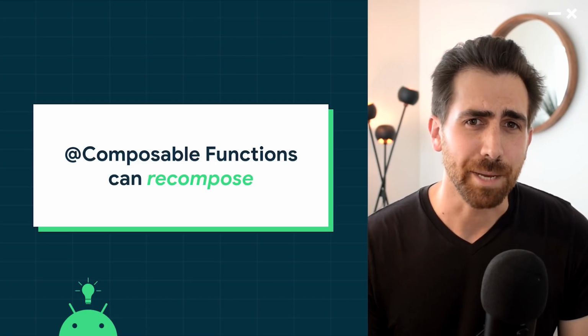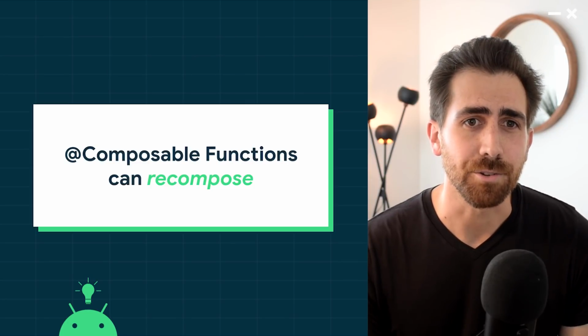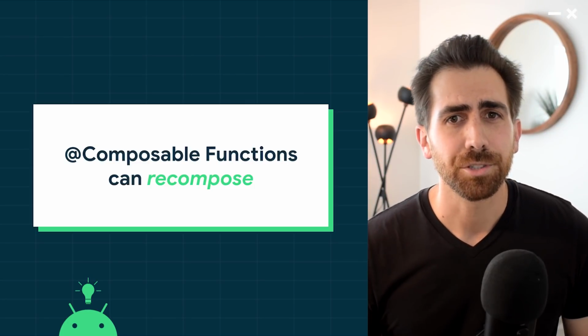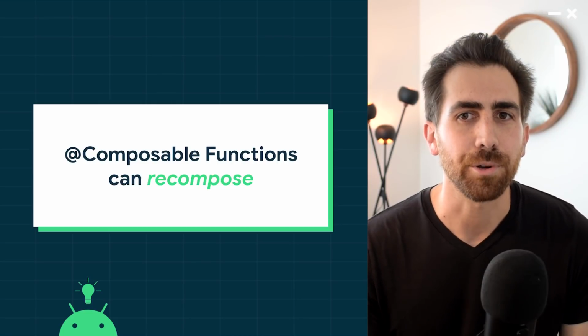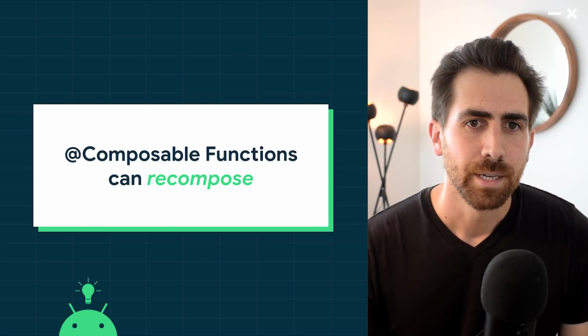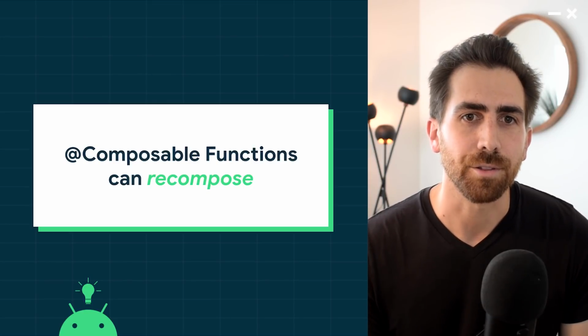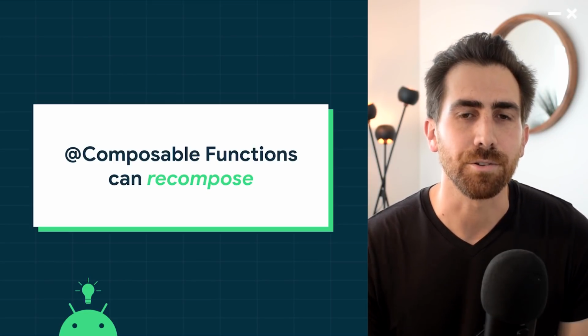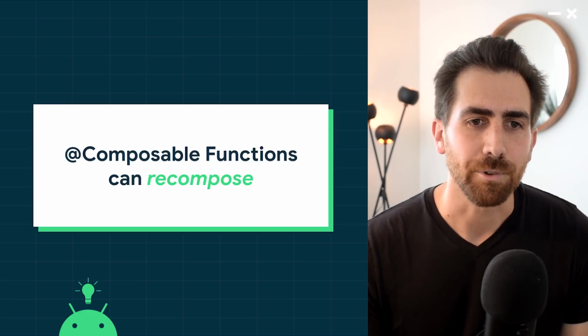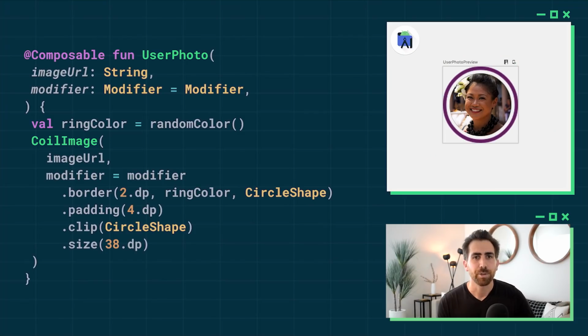Composable functions might be called again in order to update the state of the UI. Composable functions are just like normal functions, but with a few important differences, and this is one of them. The Compose runtime might re-execute the composable function after it's been called the first time in order to update the current state of the UI. We call this process recomposition. So if we go back to the user photo implementation, we see that this could be a problem. Every time the user photo composable gets re-executed, a new random color will get generated.